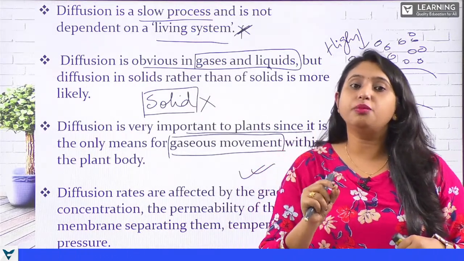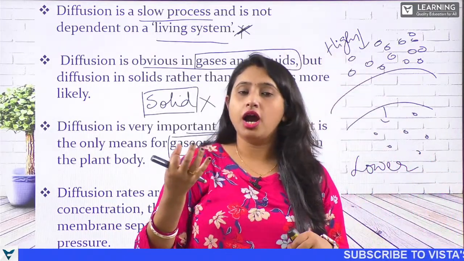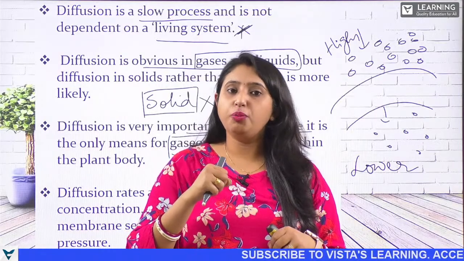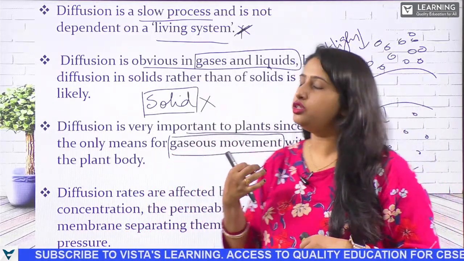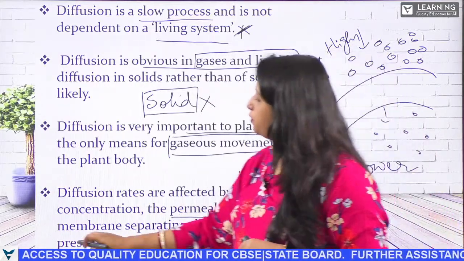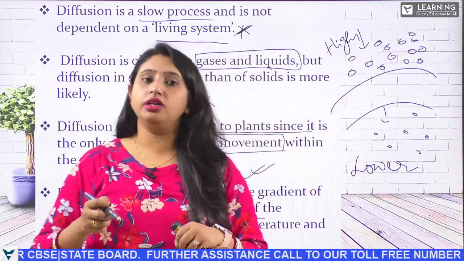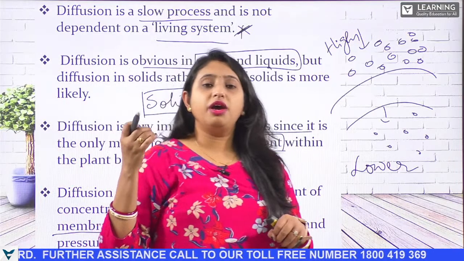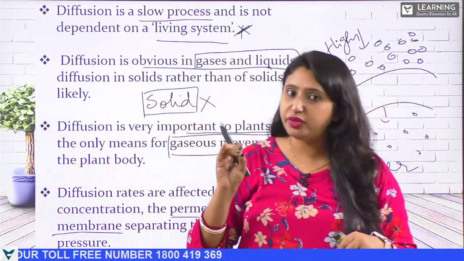Then it also depends upon the pressure, okay? That is the movement of molecules from high pressure to the low pressure, right? And also depends upon the temperature. And one more thing is the permeability of the membrane. Now, what do you mean by this permeability of the membrane? Membrane means here plasma membrane. The molecules need to cross the plasma membrane, remember.